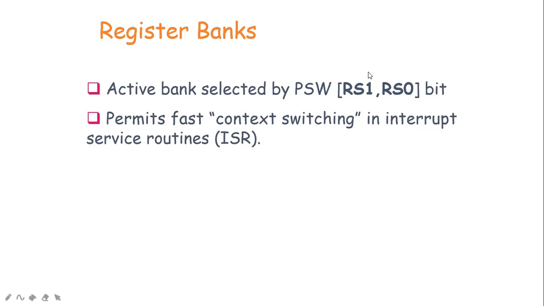That means we can select any one of the banks by using these 2 bits in the program status word register. This permits fast context switching in interrupt service routines, or ISRs. So these register banks permit fast context switching.